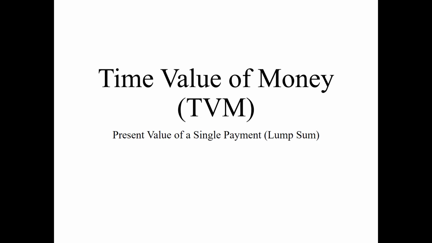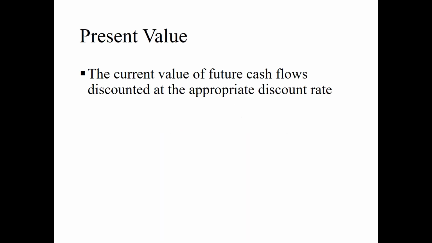This video will show us how to calculate the present value of a single payment, which we also call a lump sum. The present value is going to be the current value of future cash flows discounted at some appropriate discount rate. It could be a value at time zero on a timeline. If we want to find the price, we would be finding a present value.